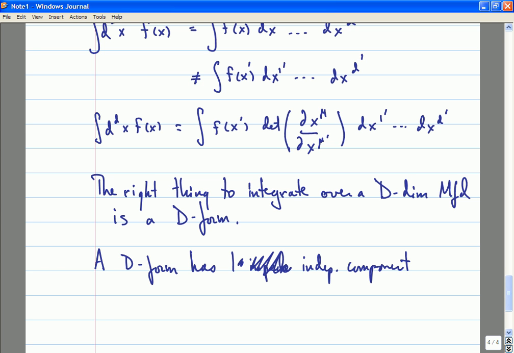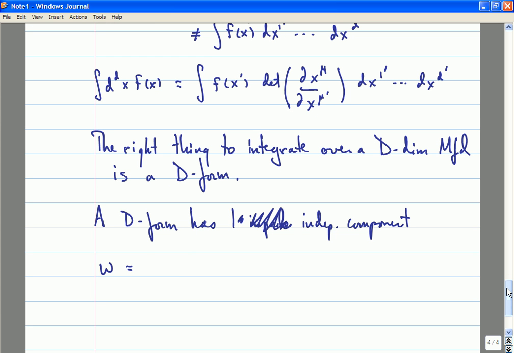So a D-form could be written in coordinate invariant language. If I were to write it in a given coordinate system, it would be omega of x times the wedge product dx1 all the way up to dxd. So that's another way of saying it's the completely antisymmetric tensor with D lower indices, such that omega 1 up to D is equal to omega of x.